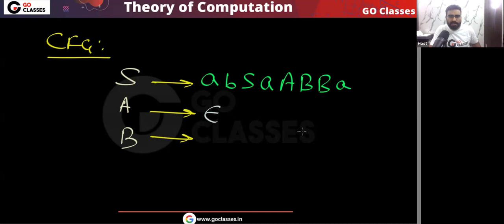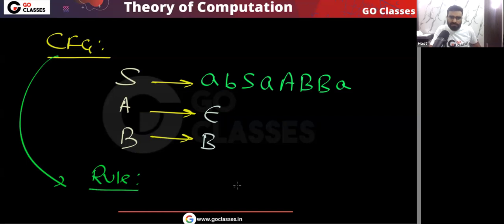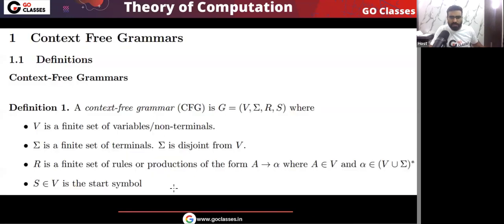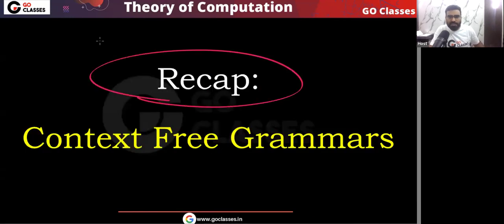So for example, this is also fine. Any sequence of variables and terminals is fine. Remember, in this context-free grammar, every rule has this format: on the LHS we have a single variable, and on the RHS we can put any sequence of variables or terminals. We can put epsilon also, because from here we can generate epsilon. So this is the definition of context-free grammars that we have seen in the previous lecture.